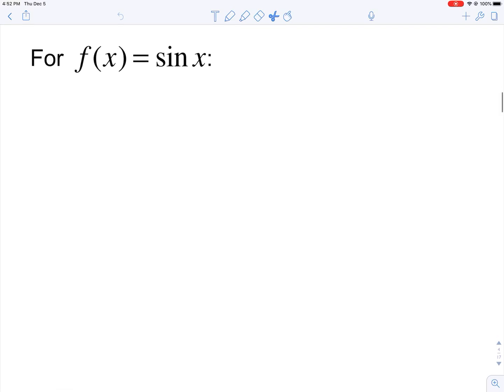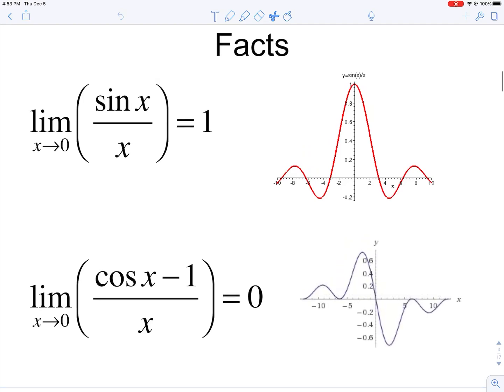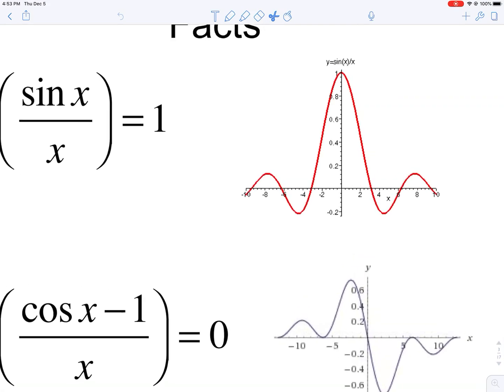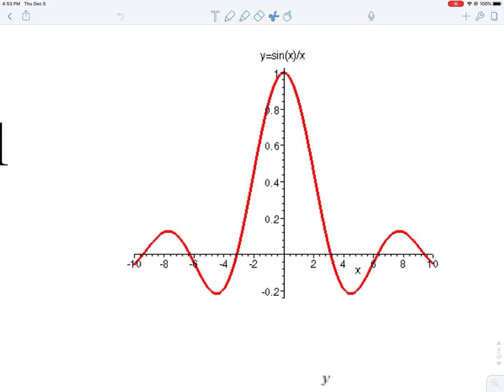So for finding the derivative of sine of x, I give you these two facts. The fact that the limit as x approaches 0 of sine of x over x is equal to 1, and you can see that by looking at the graph, right? That's the graph of sine of x over x. And as x is approaching 0, we can see that the function is approaching 1.